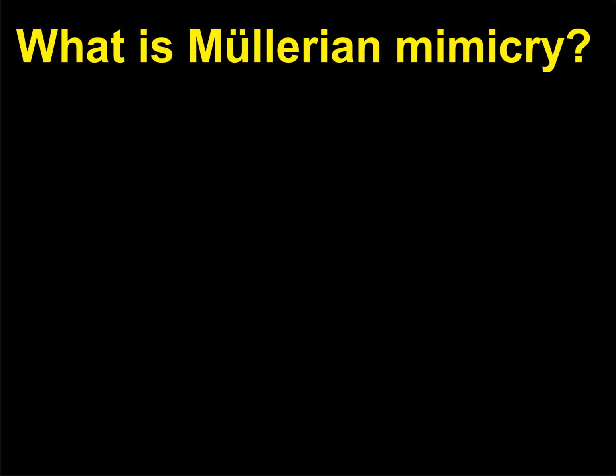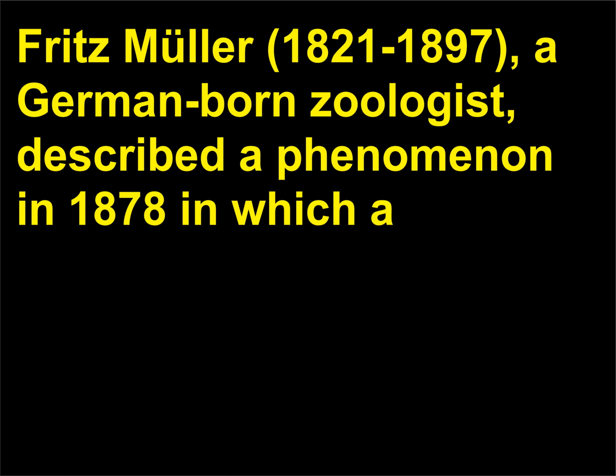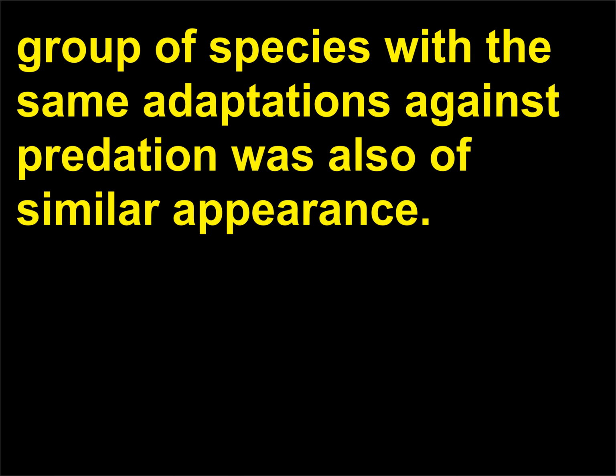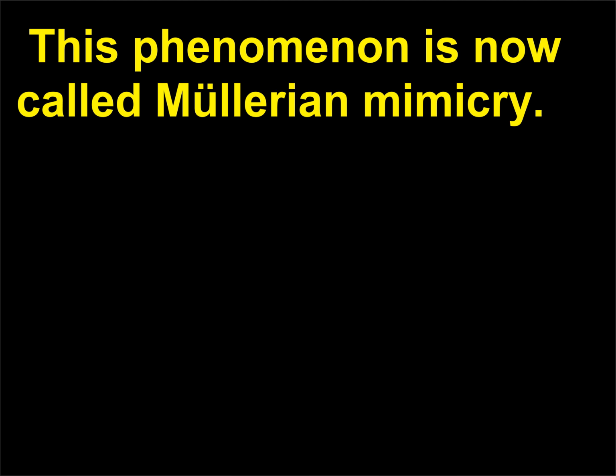What is Müllerian mimicry? Fritz Müller, 1821–1897, a German-born zoologist, described a phenomenon in 1878 in which a group of species with the same adaptations against predation was also of similar appearance. This phenomenon is now called Müllerian mimicry.